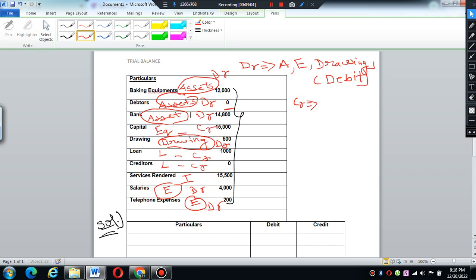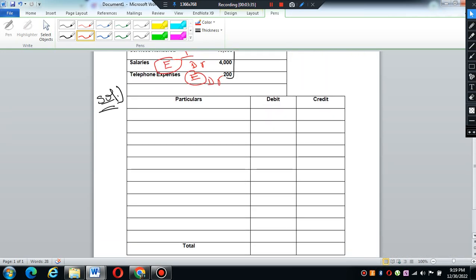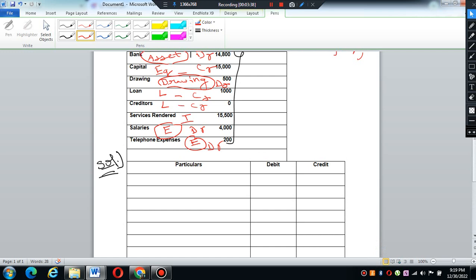The rest everything will be written on the credit side: liabilities, equity and income. So on the credit side you will write your liabilities, your equity and your income. Three elements are written on the debit side, three elements on the credit side. So we will now understand how to do it. See here the problem, we will insert all those statements here.